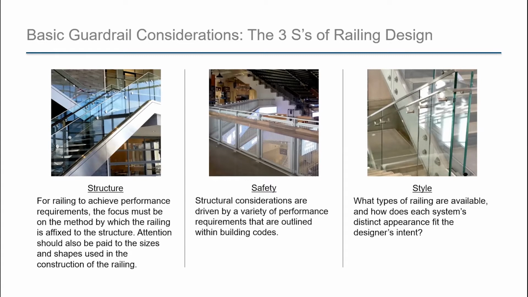Let's begin with structure. For railing to achieve performance requirements, the focus must be on the method by which the railing is affixed to the structure. Attention should also be paid to the sizes and shapes used in the construction of the railing. Next is safety and the structural considerations that are driven by a variety of performance requirements that are outlined within building codes. Style is obvious and will be determined by each designer's vision for the project.